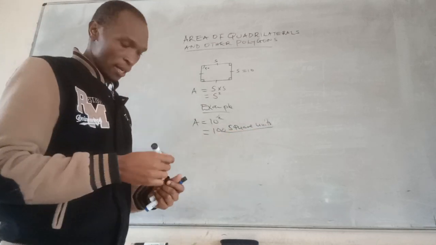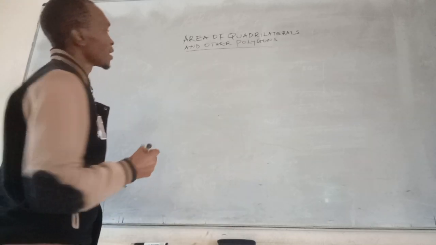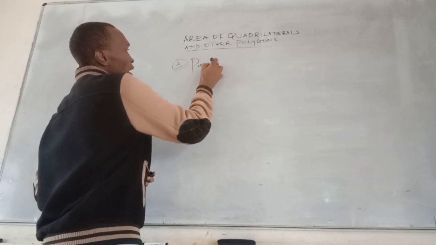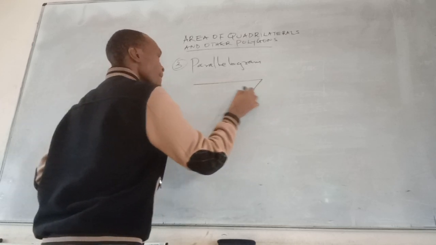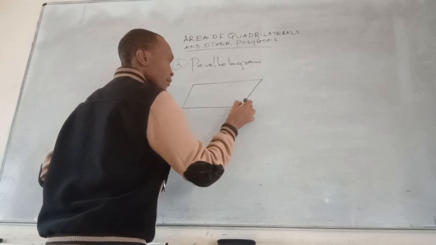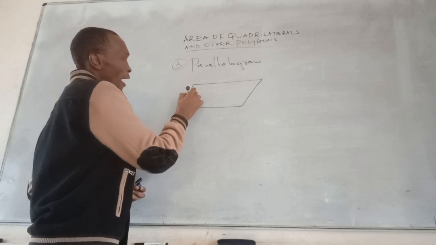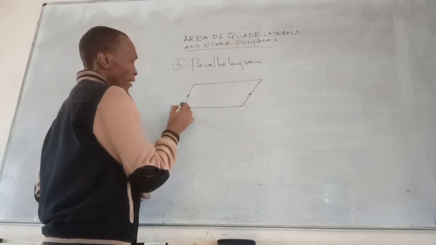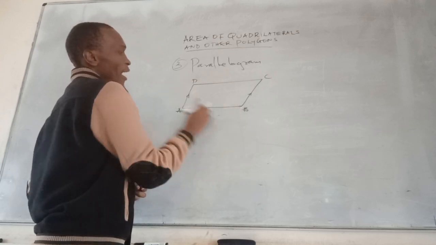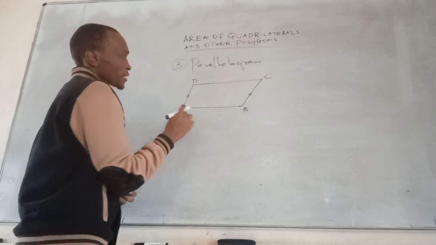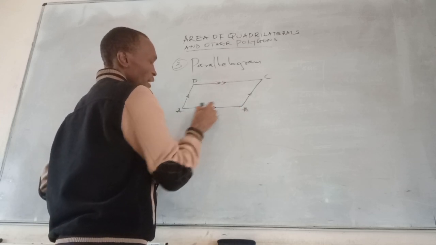So I know this you have already done before. So let's move to the next quadrilateral, which is a parallelogram. Now the opposite sides of a parallelogram are parallel. These two sides here are parallel. We can say this is A, B, C, and D. So AD and BC are parallel. At the same time, AB and DC are also parallel, lines that do not meet.